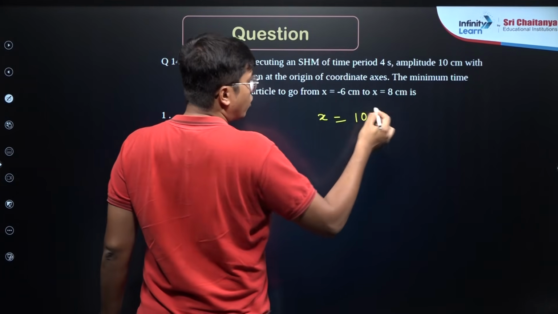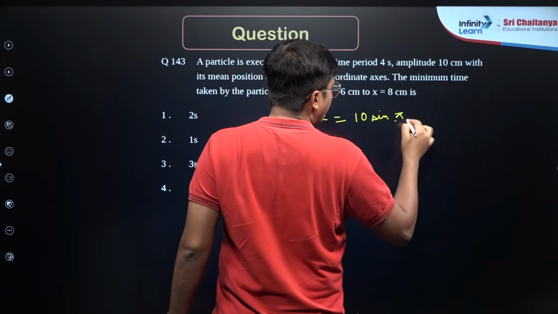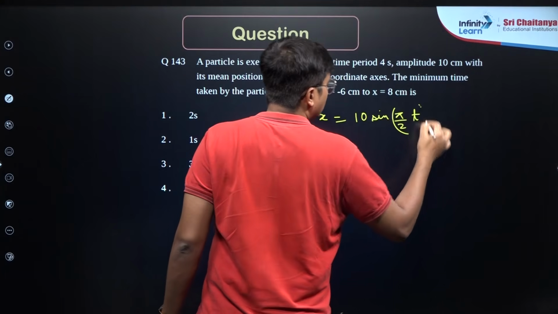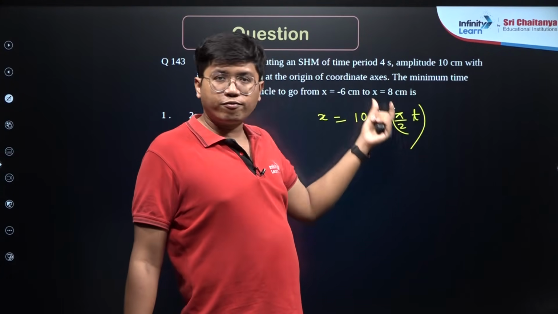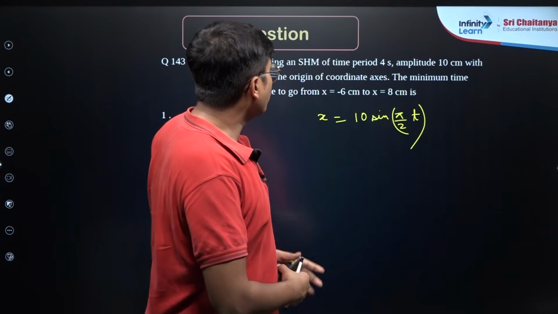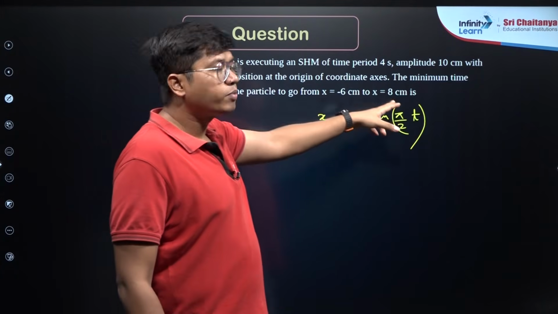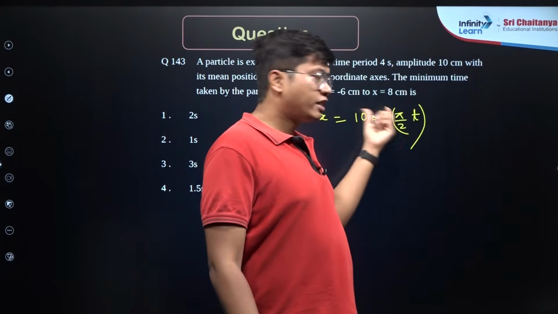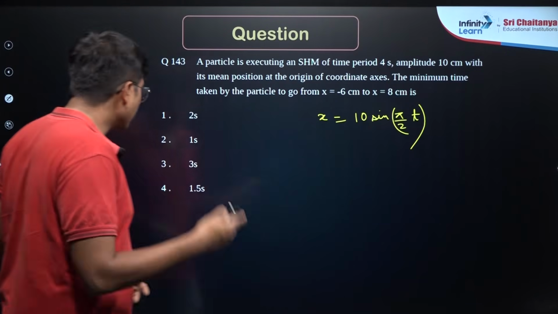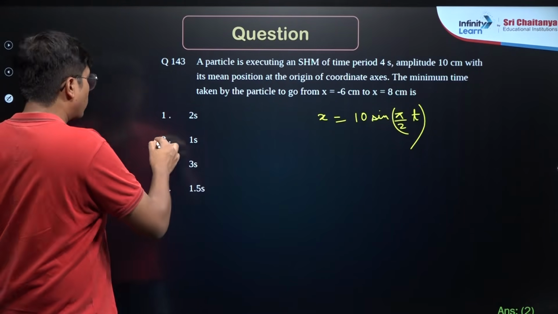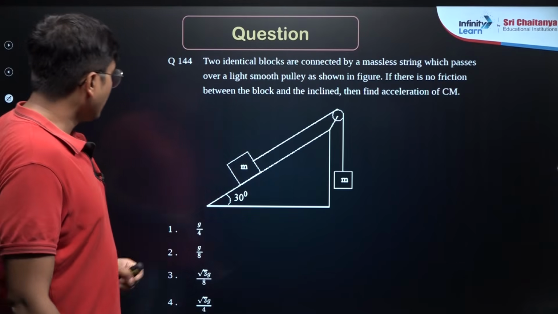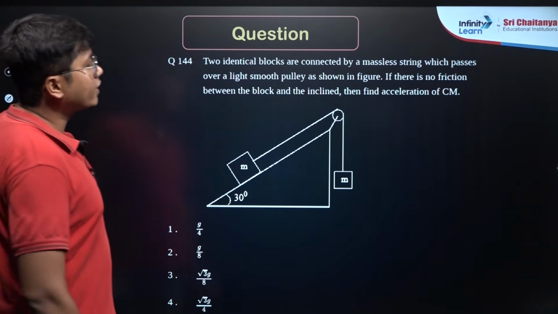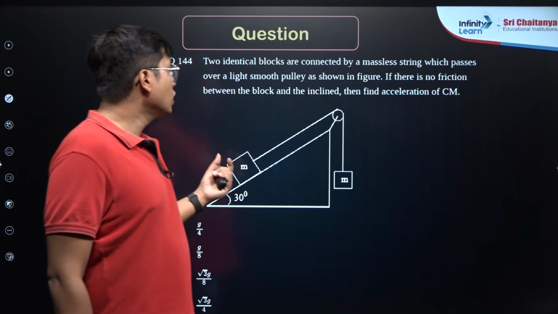Sine of omega t. Omega is basically 2 pi by 4, which is pi by 2. 2 pi by capital T, that's the omega. So 2 pi divided by 4, that's pi by 2 t. Literally you have to do nothing. Once put x equal to -6, once put x equal to 8. Check the time over there, the difference in time. Not calculating here, you will arrive at option 2. 1 second.